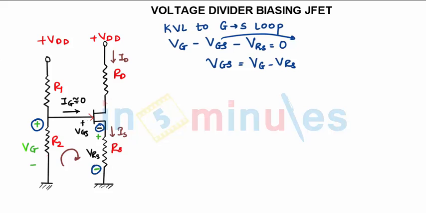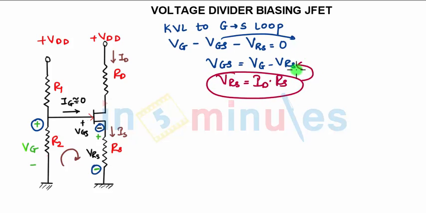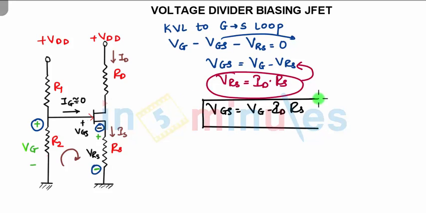Now from the circuit, I can write Vrs as Id into Rs. When I substitute this Vrs, Id into Rs, in the above equation, I get Vgs equals Vg minus Id into Rs. So this is the equation we got for Vgs. Again, it can be simplified and written as Vgs equals minus IDRs plus Vg. Call it equation number 2.